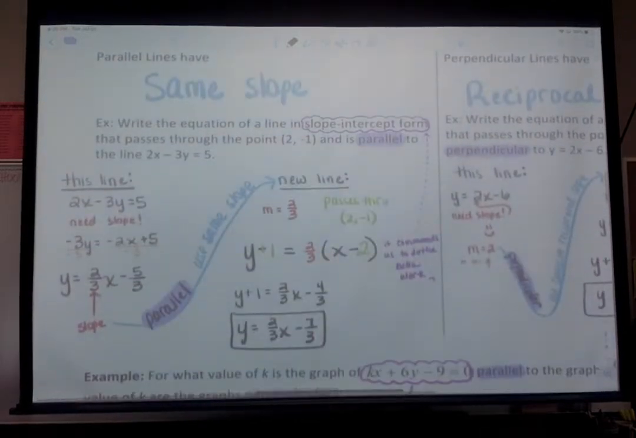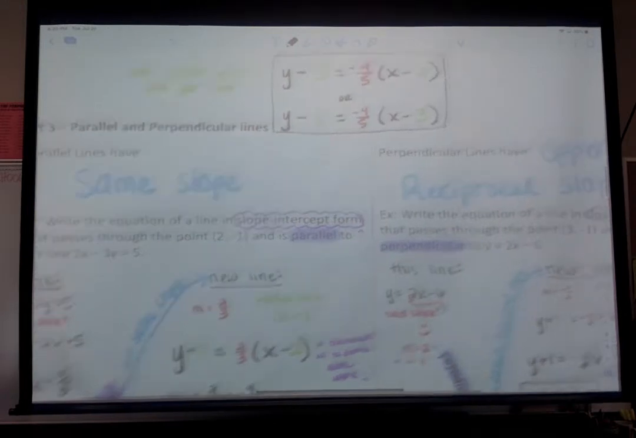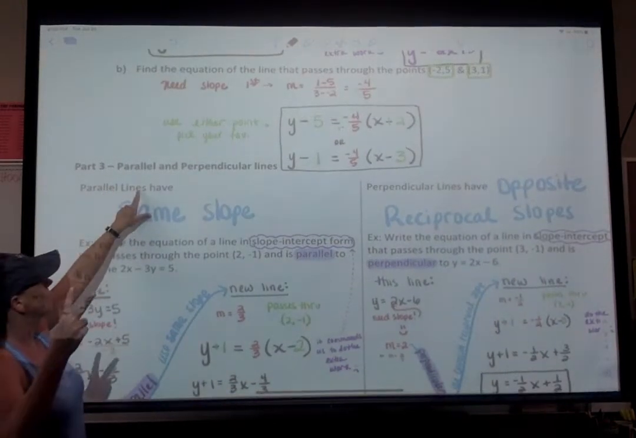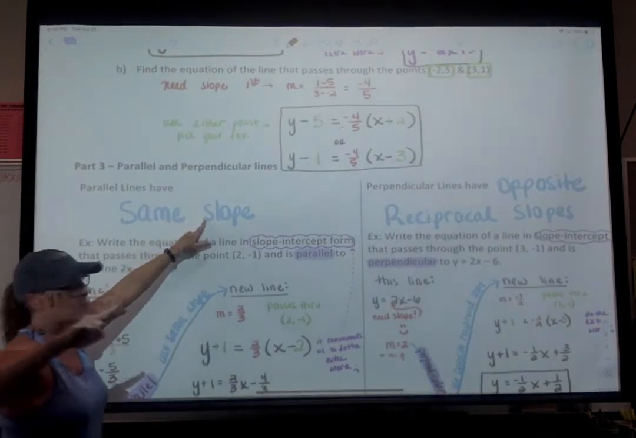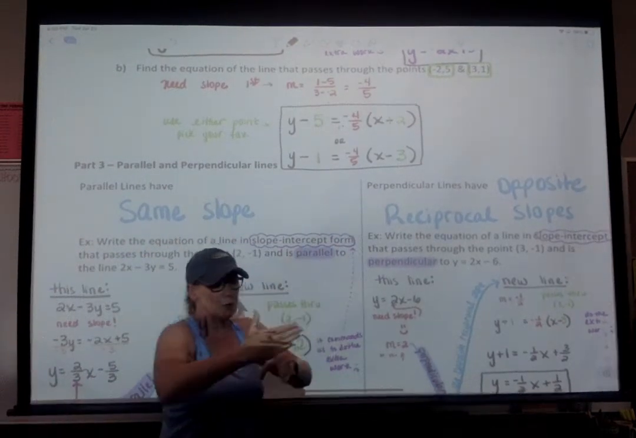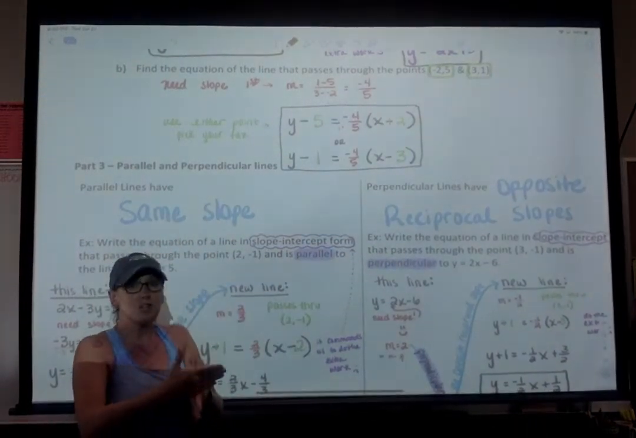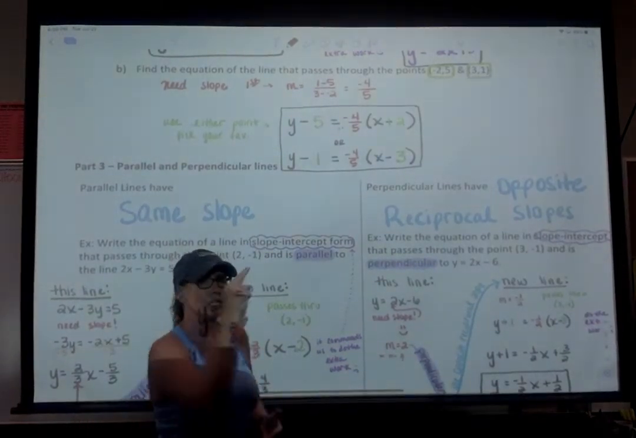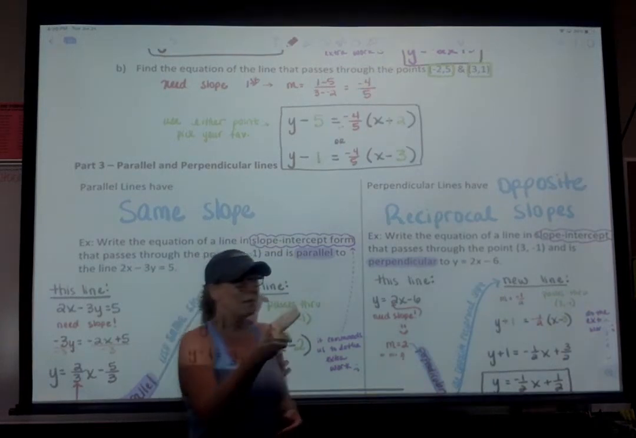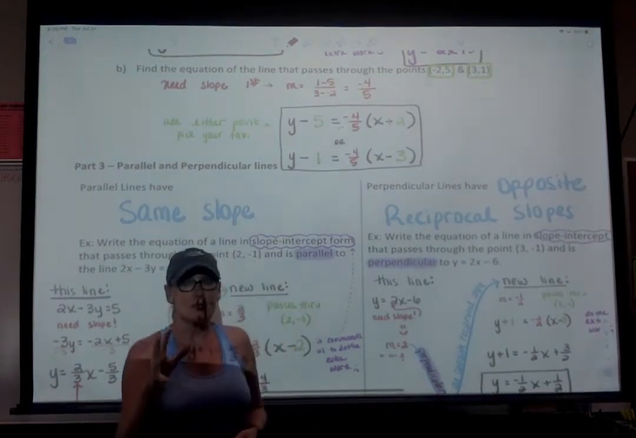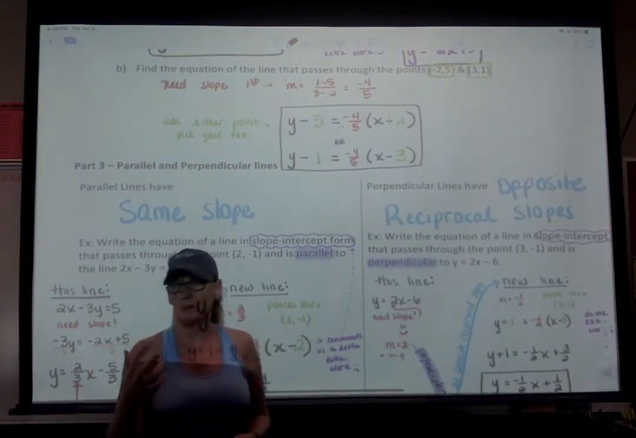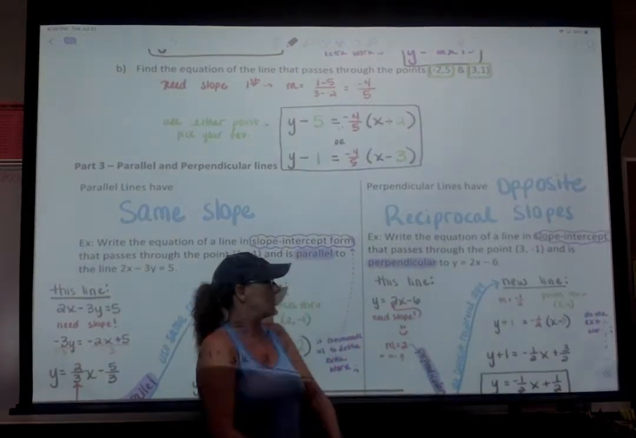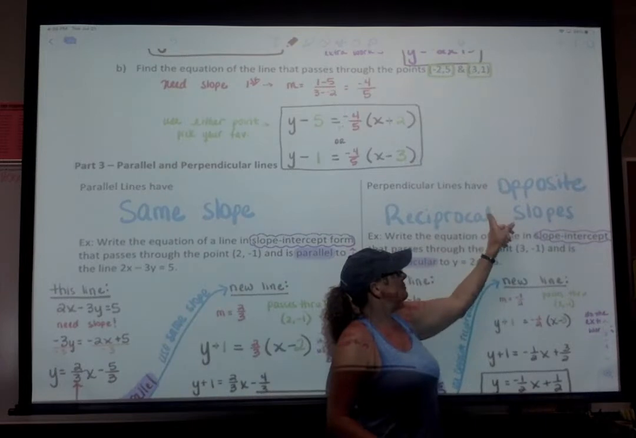Moving on. Parallel lines. Parallel lines, 2 lines that are parallel are going to have the same slope. 2 lines that are perpendicular are going to have slopes that are opposite reciprocals. Okay, that means they're different in 2 ways. I know a lot of you throw the word opposite around and you don't really mean it. Some of you mean like upside down opposite. Hold on a minute. Okay, opposite reciprocal.